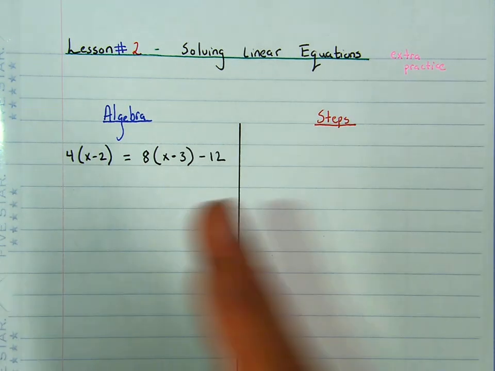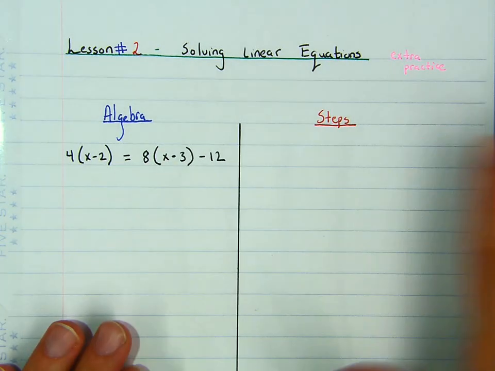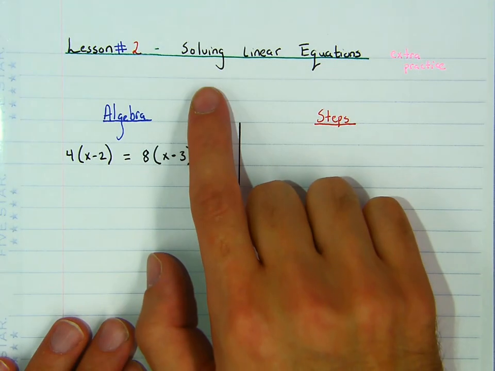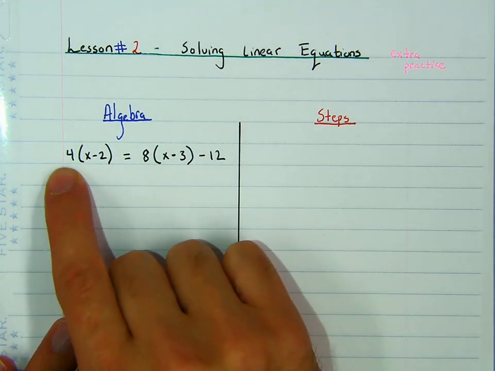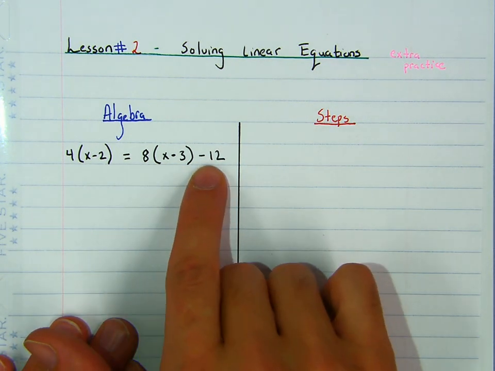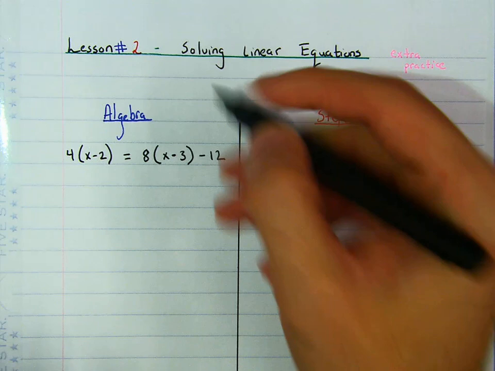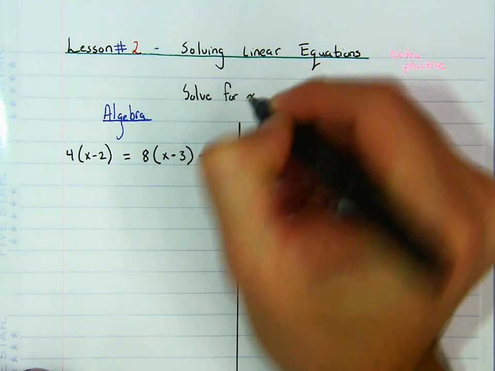What I'd like you to do is take a moment, pause the video, and have this in your notes. Today will be lesson number 2. The first question is 4 times (x minus 2) is equal to 8 times (x minus 3) minus 12. I want you to solve for x. How do you get the x by itself?